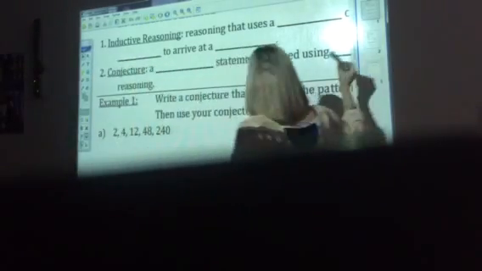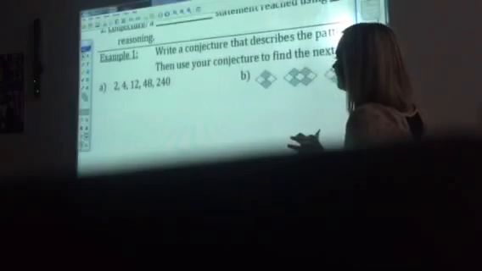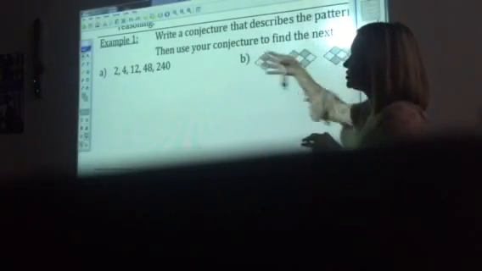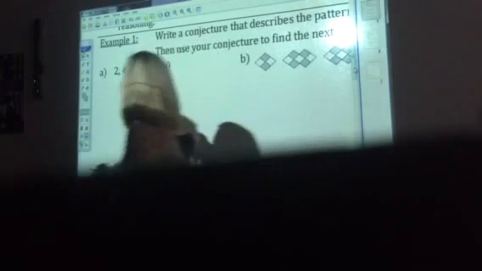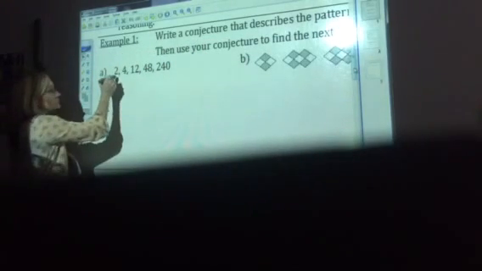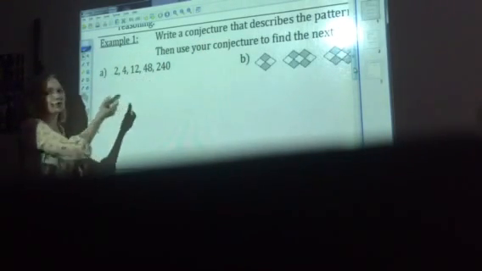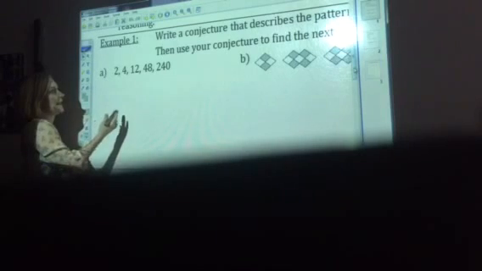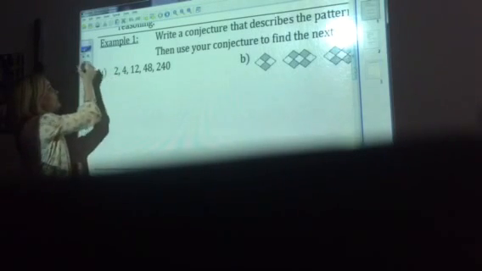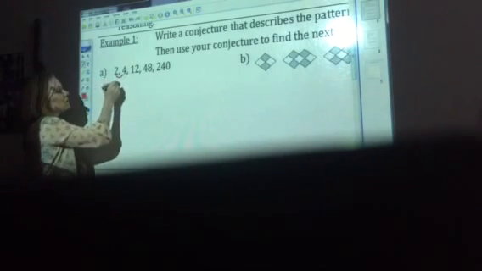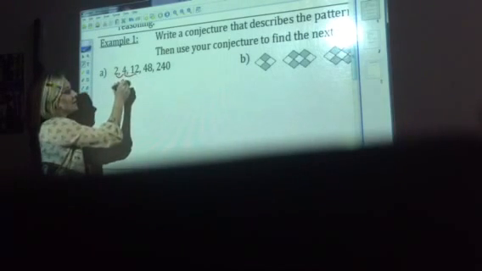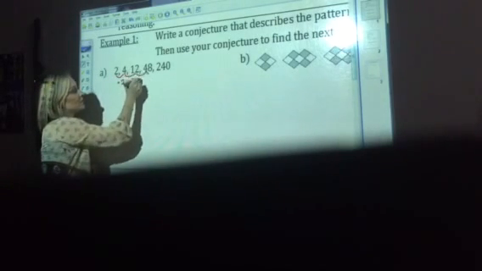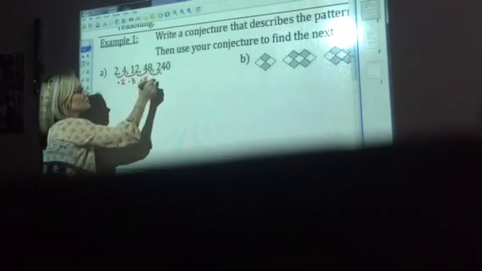Alright, so for today, our first few problems, you're going to be writing a conjecture about this pattern that they give you right here. So notice if we look at A, anytime they're increasing numbers, you're either going to be multiplying or you're going to be adding. And right here, to get from 2 to 4, of course, they multiplied it by 2. To get from 4 to 12, they multiplied it times 3. And if you were to guess, yes, it would be true, and so on and so on.